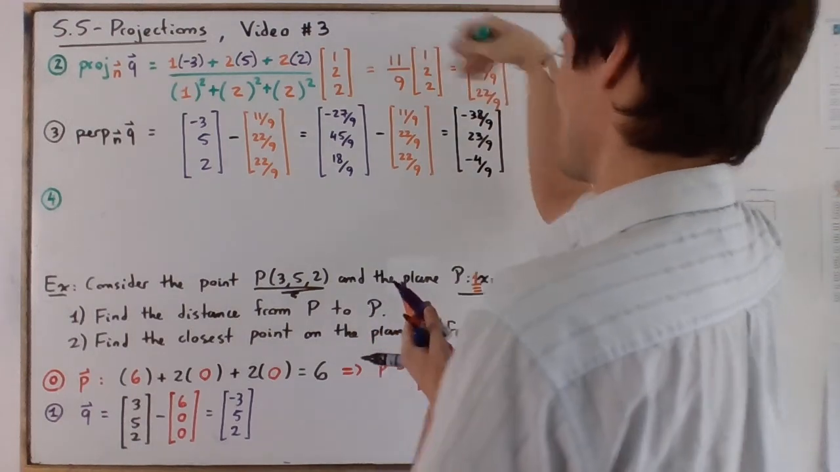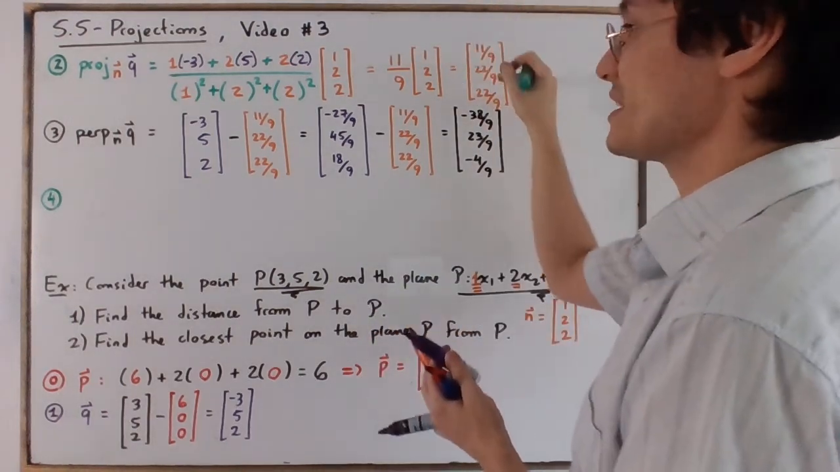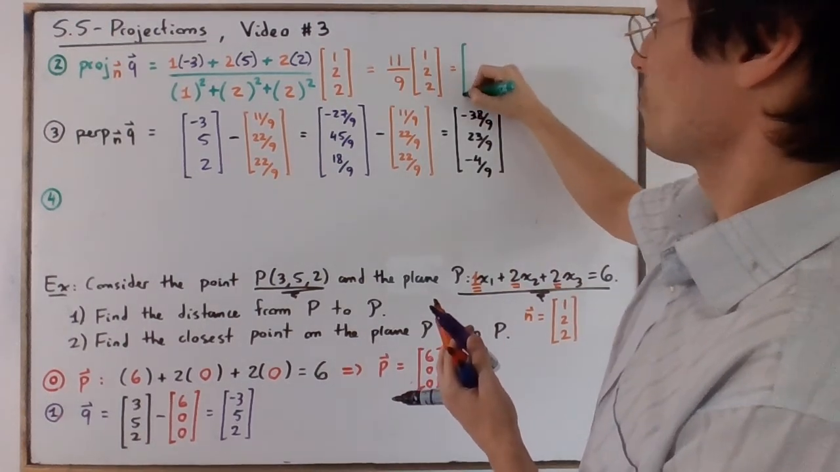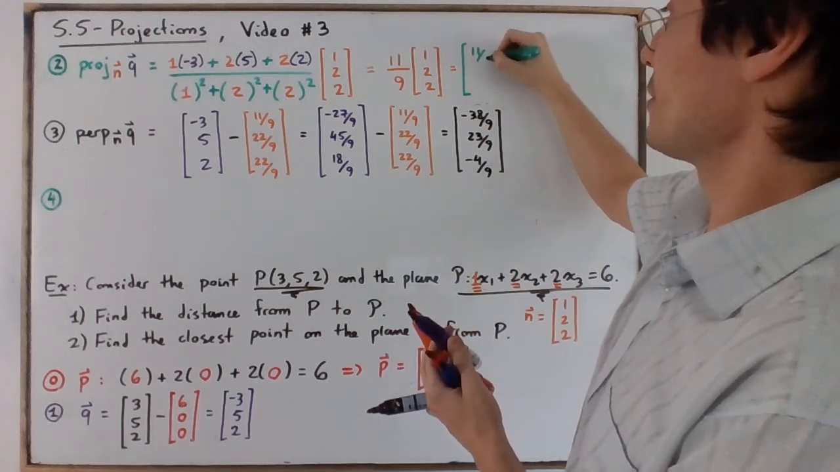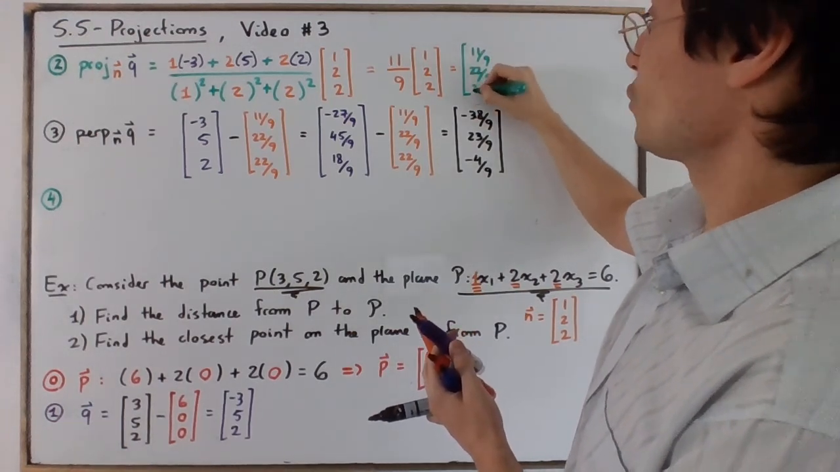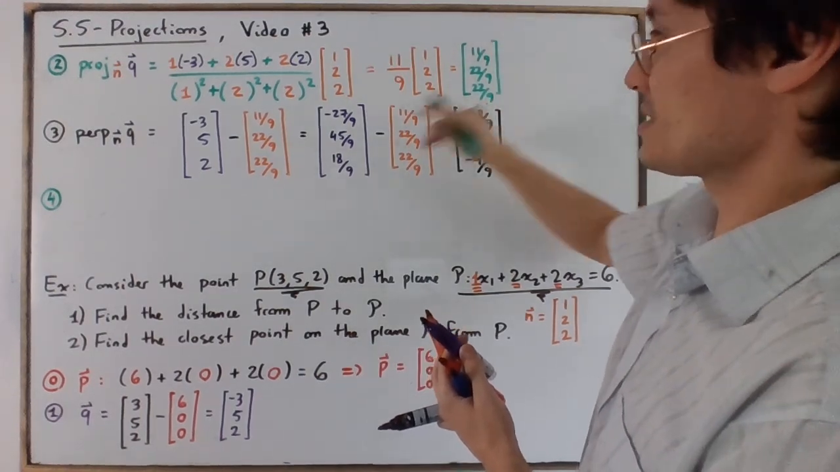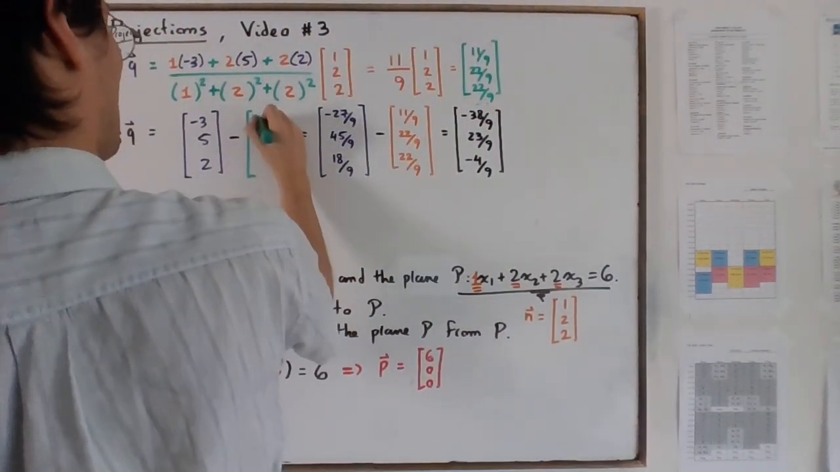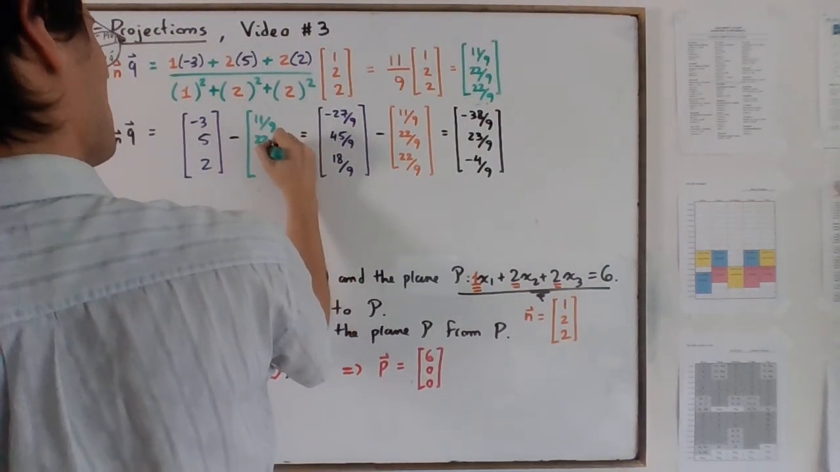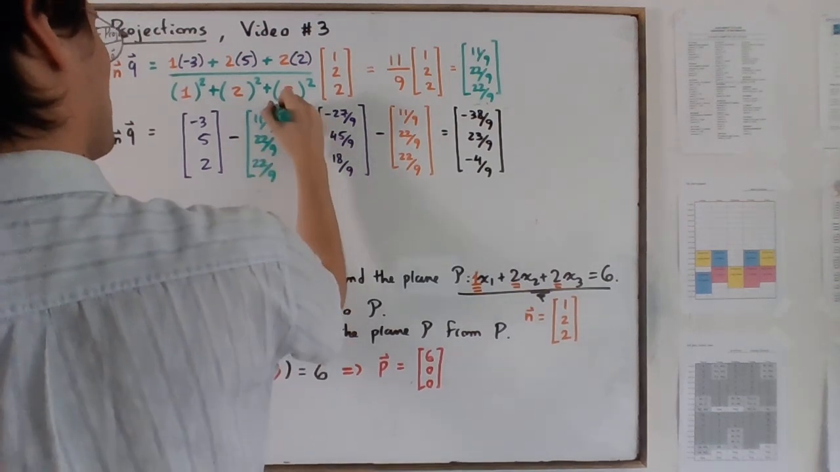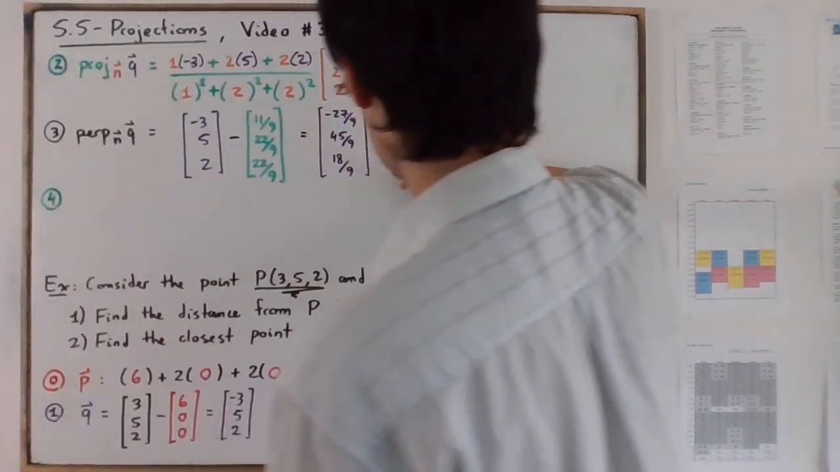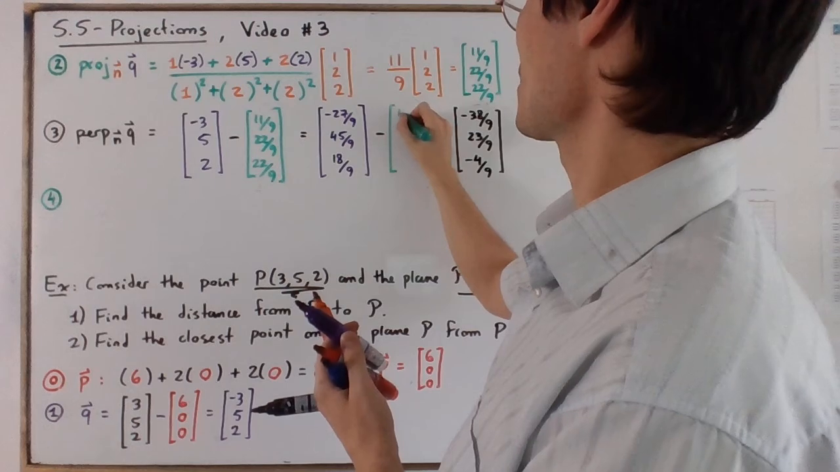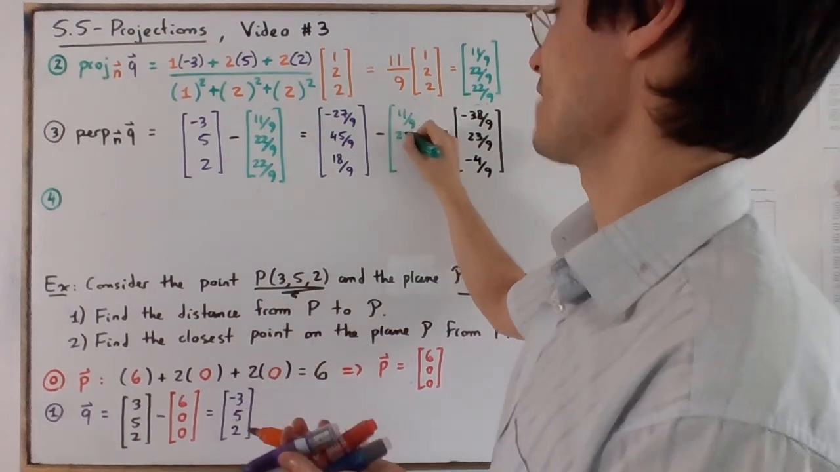Okay, I messed up my color code here. I wanted to put this in green, so I'll just put that in green. So we have here 11 over 9, 22 over 9, and 22 over 9. This goes in green as well, as well as this. Actually, let's not worry about it. I just want my projection vector to be the green vector.